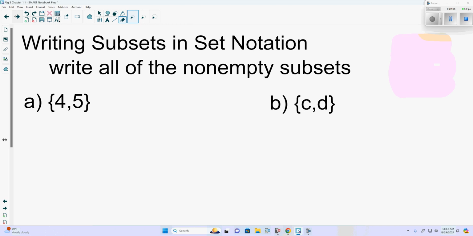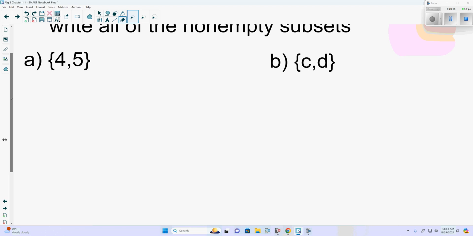All right? Okay, now we're going to bring it back to something a little more grounded, something we can conceptualize. Let's look at these subsets. When we look at this here, we want to write all of the non-empty subsets. I'll explain empty in a minute. But if we look at 4, 5, again, everything in a subset has to be in the main set, yes? So what's one of the subsets of 4, 5? Yes, we can say 4, 5.